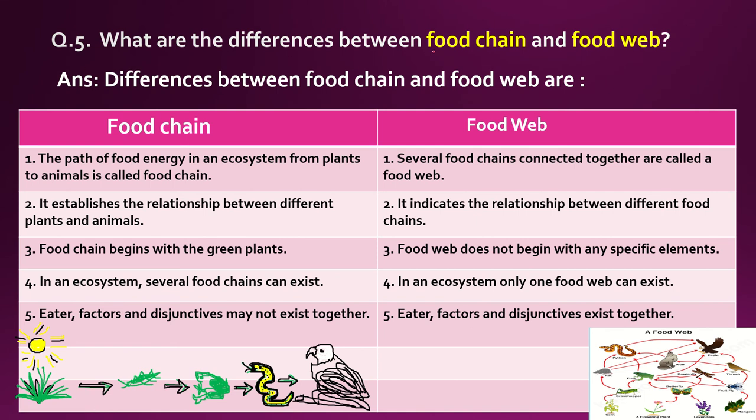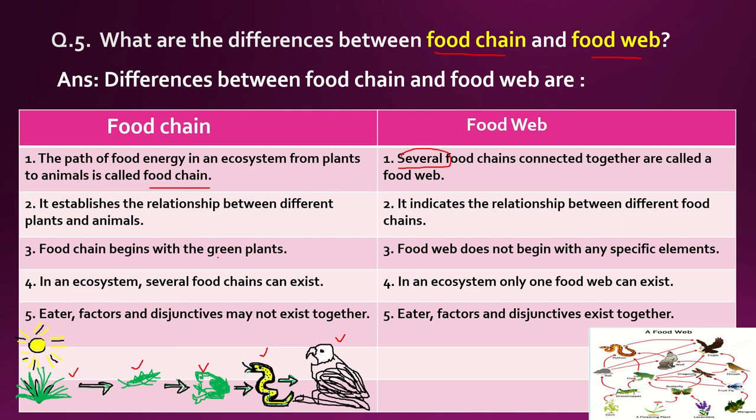What is the difference between a food chain and a food web? The food chain is the path of food energy in an ecosystem from plants to animals. Here is a plant, that is the grass, grasshopper, frog, snake, and eagle. That is the path of food energy in an ecosystem, plants to animals, called a food chain, and several food chains connected together are called a food web. That is the many food chains.